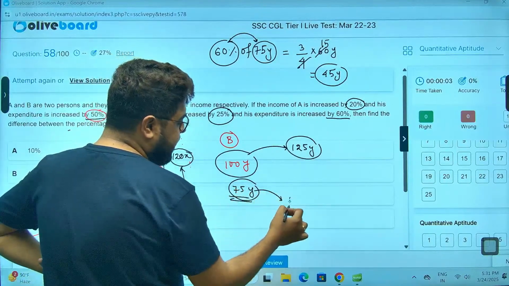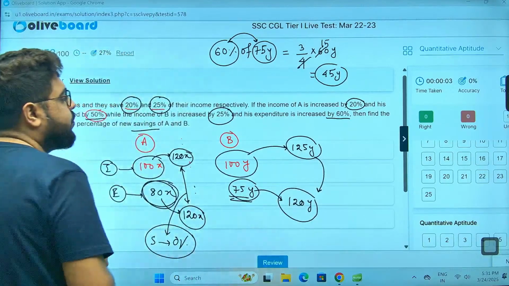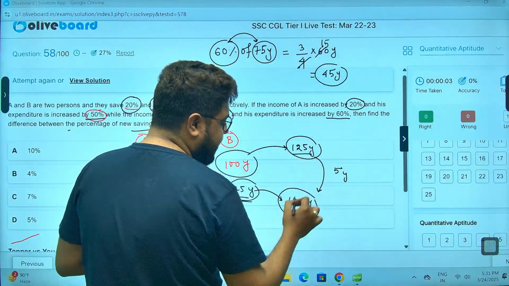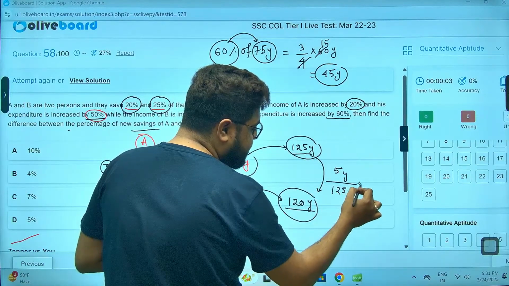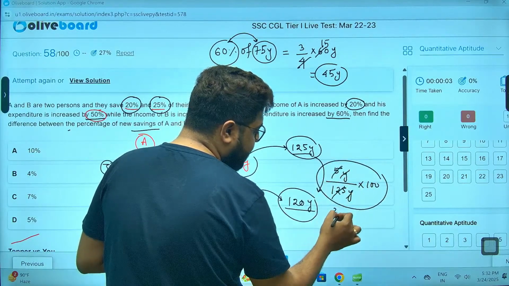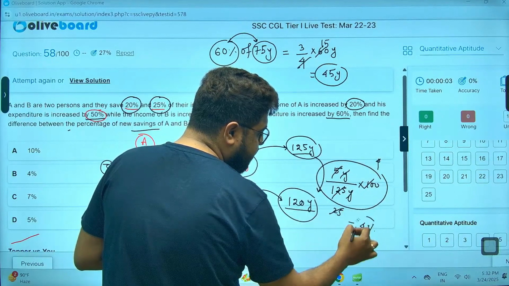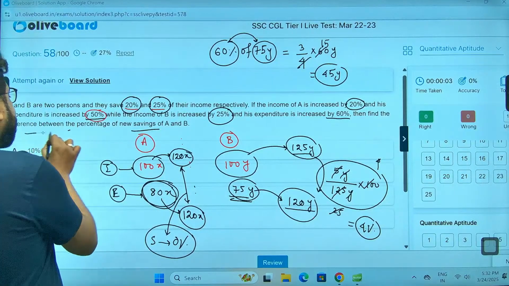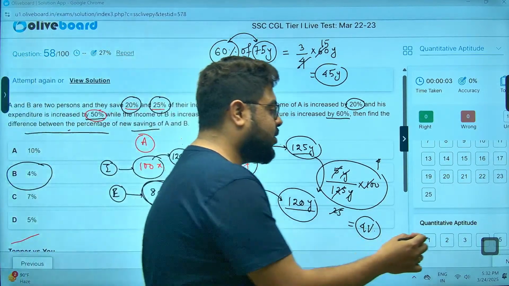So this is 80 and this is 120y. Sir, what is the savings? 5y rupees savings. Income is 125y and this is what he is spending. In terms of percentage, it is 5y by 125y, which is 1 by 25, that is 4%. B saves 4%, A saves 0%. Find the difference between these percentages. 4 minus 0, the answer is 4.